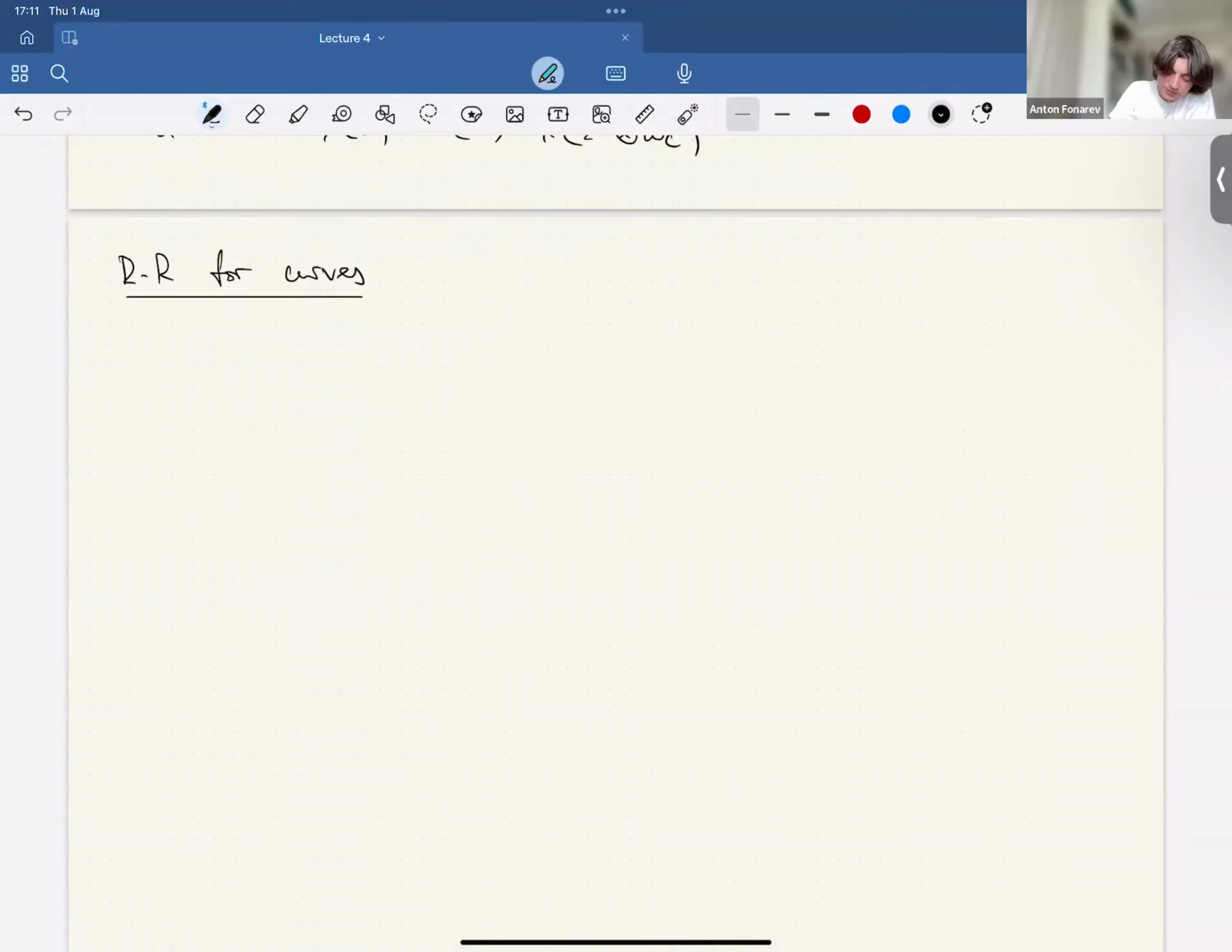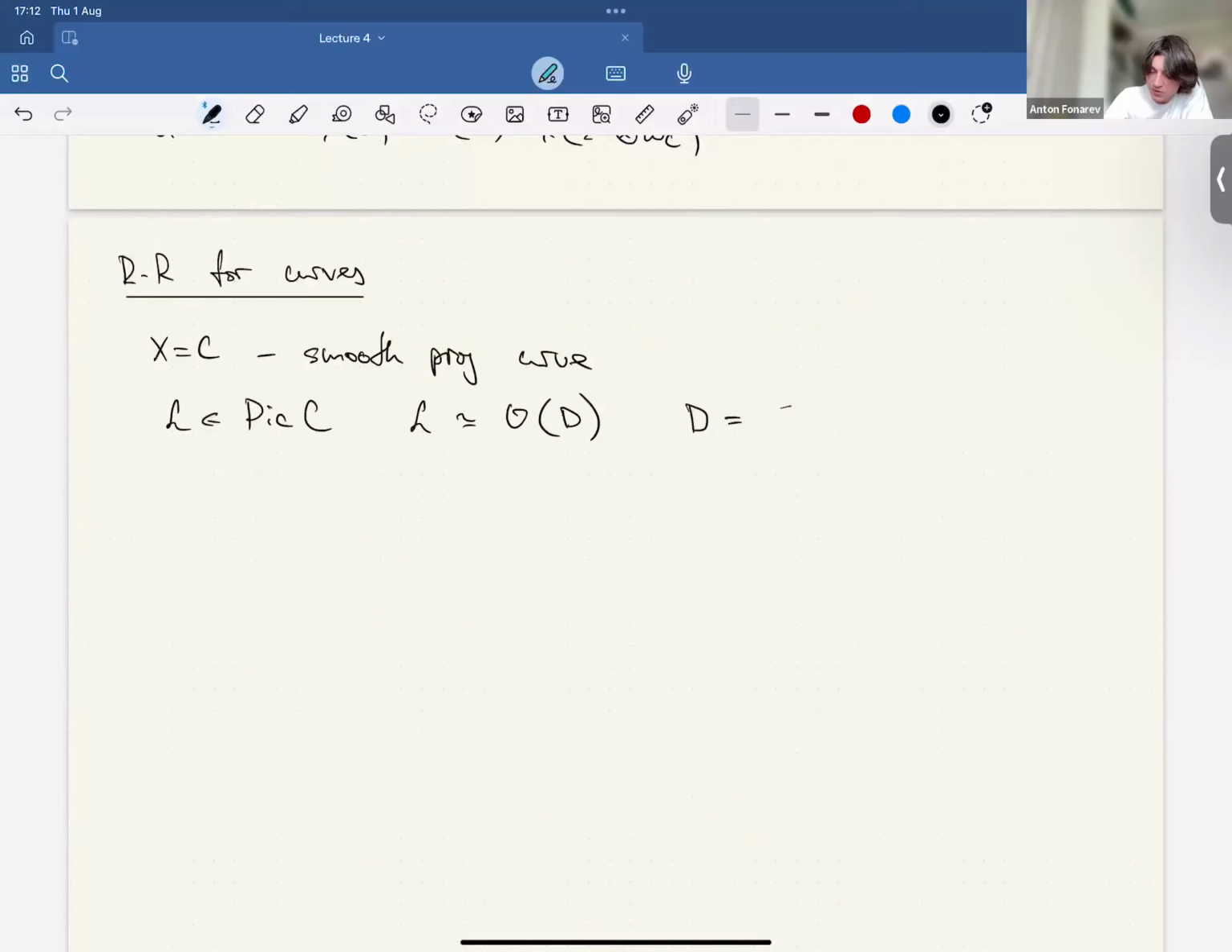And the first version, let me recall that if x equals c is a smooth projective curve, then any line bundle L, so the group of isomorphism classes of line bundles, usually called the Picard group, any line bundle is isomorphic to the bundle associated to a divisor D, where D is the sum of a certain finite number of points with coefficients, and then the degree of L, there is this homomorphism from the Picard group to Z. The degree of L is defined to be the sum of Ni.